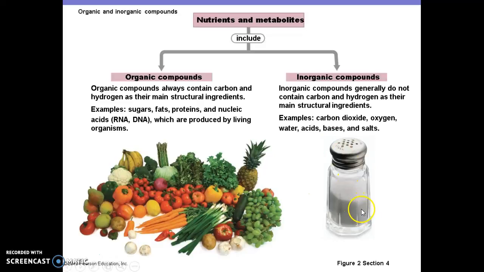Inorganic compounds are very simple. They are ionic compounds for the most part, such as salts, acids, and bases. But water has covalent bonds, so not all inorganic compounds are ionic. But none of these compounds contain carbon and hydrogen.